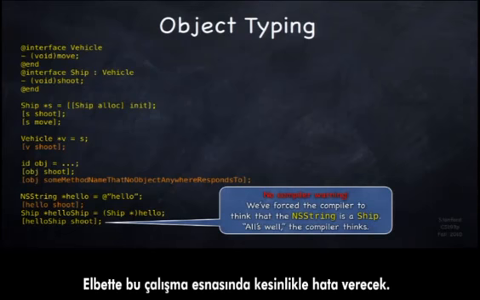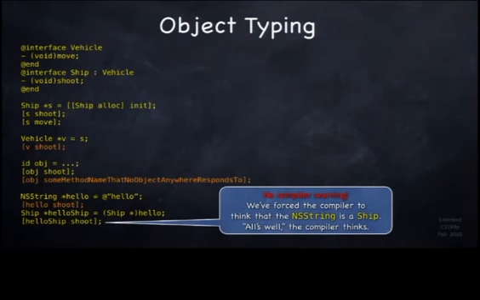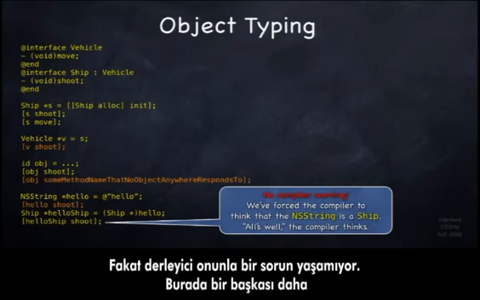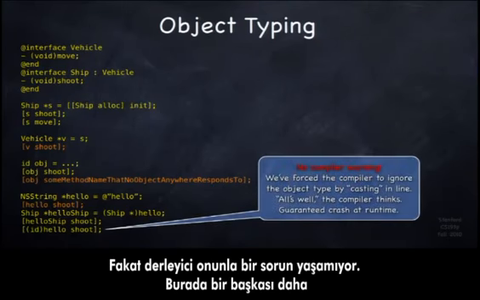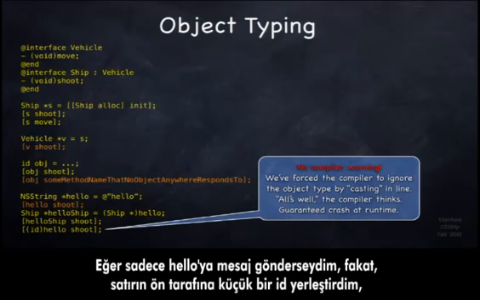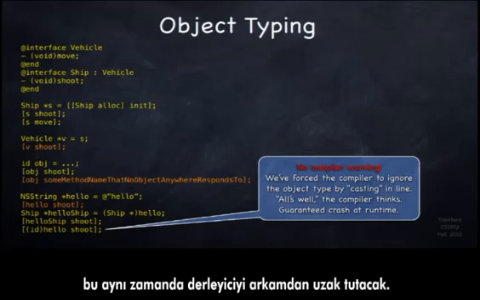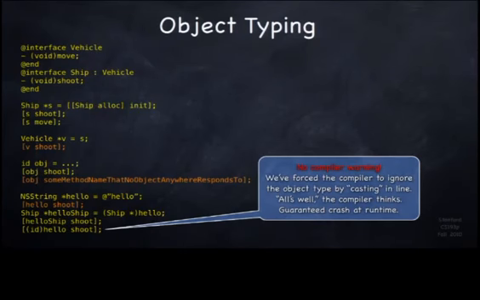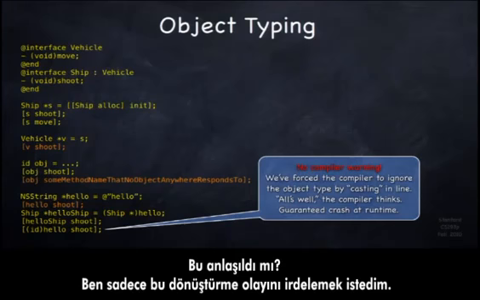Of course, this is a guaranteed crash at runtime, right? Because when you send shoot to a string, at runtime it's going to crash. But the compiler's not having any problems with it. Here's another thing, too. If I just send a message to hello, but I put a little cast id in front of it, inline, that'll also keep the compiler off my back. It'll also crash at runtime as well. But you can cast on the fly, too. All right? Does that make sense? I just wanted to go over this casting thing.